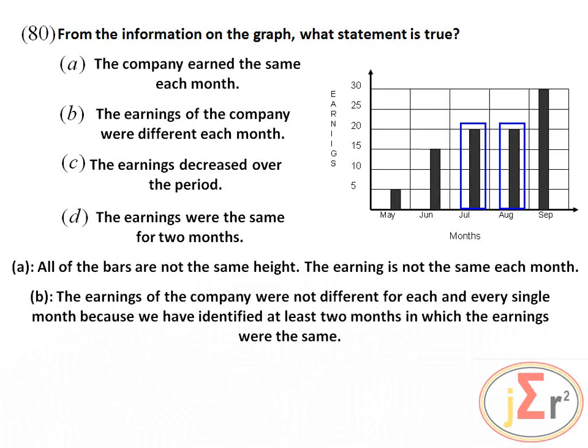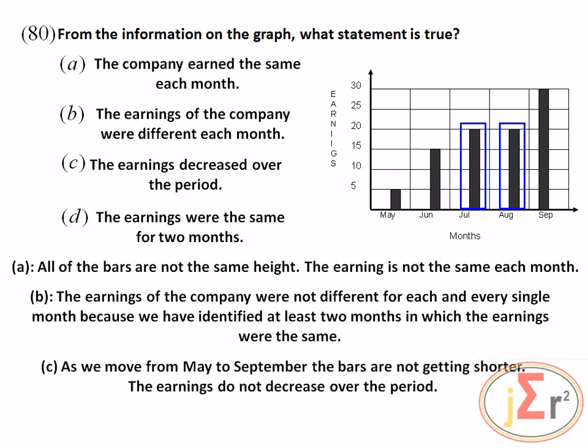What about B? The earnings of the company were different each month. Are they different every single month? No, they are not different every single month. At least in July and August, they are on the same level, so they are not different for every single month. Because we have these two that are equal, so option B is incorrect.